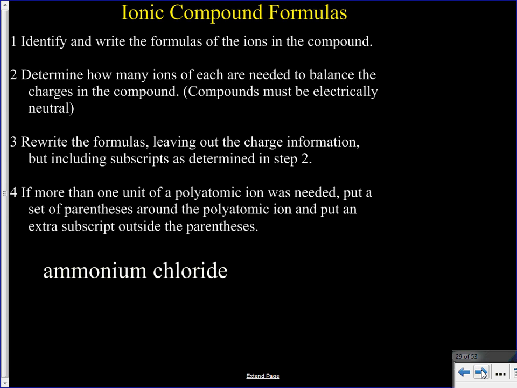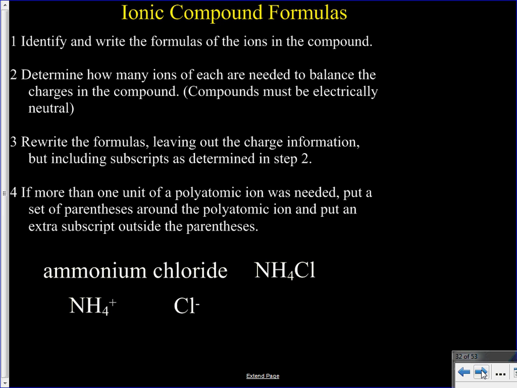Next example, ammonium chloride. Well, ammonium is a polyatomic ion, and in my class you get to use a chart to look that up, and you see that it's NH4 with a single plus charge, and the chloride ion is a single minus. So we're back to a very simple ratio. It's already a single plus, it's a single minus. We only need 1 of each, and so we'll write that out as NH4Cl.